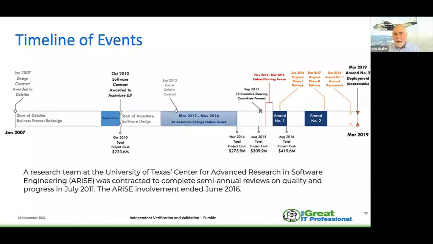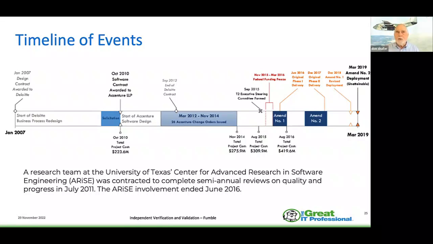Now, I can't understand why everybody didn't see this coming, because that's what would have happened. Accenture wanted to make sure that any problems that occurred, they could always point back to Deloitte. The Deloitte contract was supposed to end in September of 2012, but with all the change orders issued, that went all the way up to November of 2014.